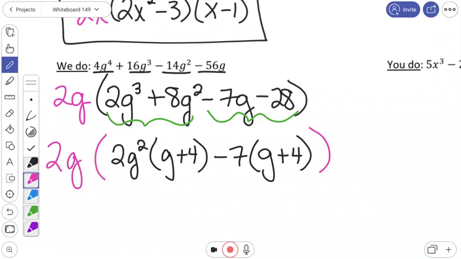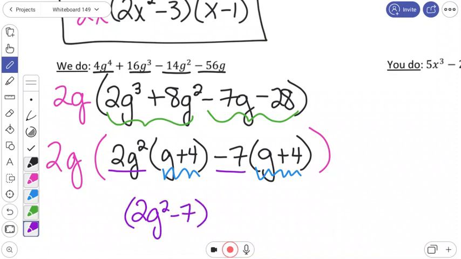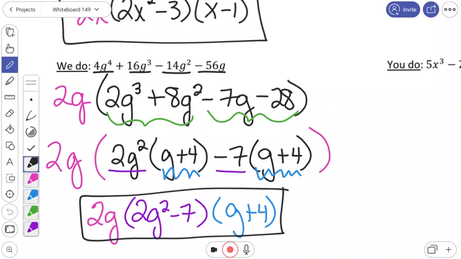We just bring down. All right, so hopefully you notice again that this g plus 4 term is exactly the same. So what can we do with that? This 2g squared minus 7 can be put in its own set of parentheses, and they're both being multiplied by g plus 4. And then, of course, we bring down our 2g from the start, and we're done.